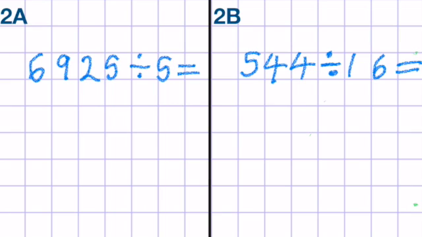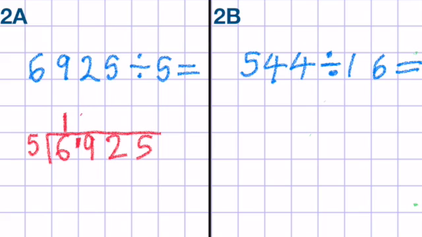Okay, let's do 2A first. So 6,925. And we're dividing by 5. So 5 goes into 6 once, carry the 1, which is left over, the remainder. 5 goes into 19 3 times, because that's 15. And then the extra 4, you carry that there to 42. Well, 5 goes into 42 8, because that's 40. Carry the 2. 5 goes into 25 5.